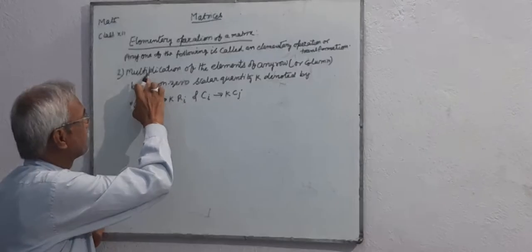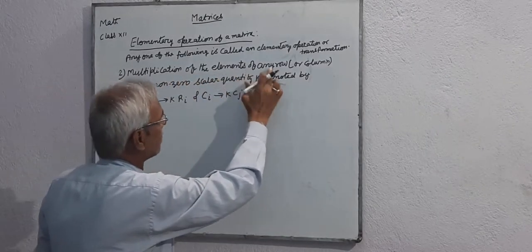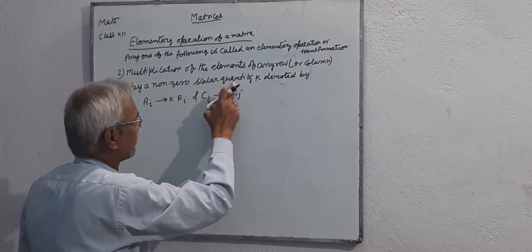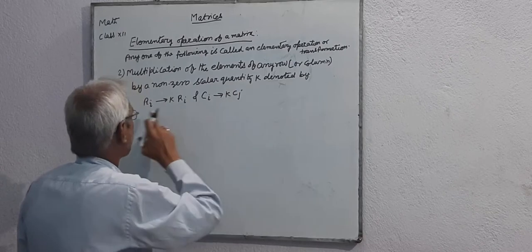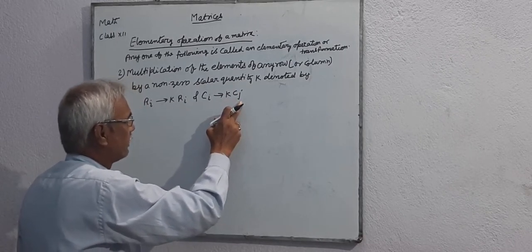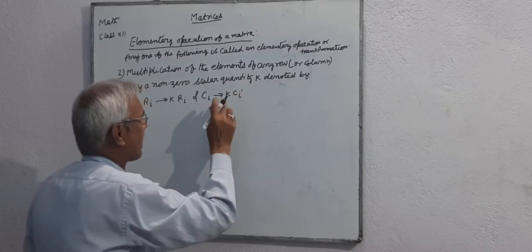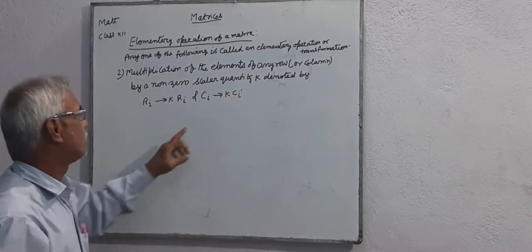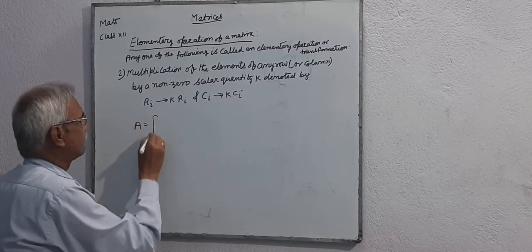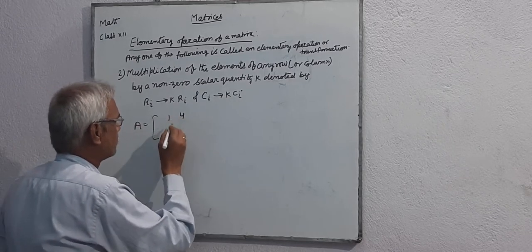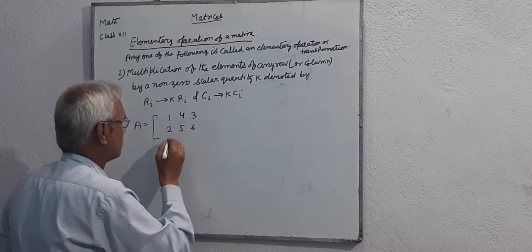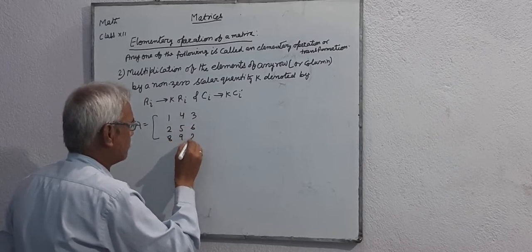Second, multiplication of the elements of any row or any column by a non-zero scalar quantity k, denoted by Ri changes to kRi, Ci changes to kCi, where k is any scalar quantity. For example, A is a matrix 1, 4, 2, 5, 3, 6, 8, 9, 2.